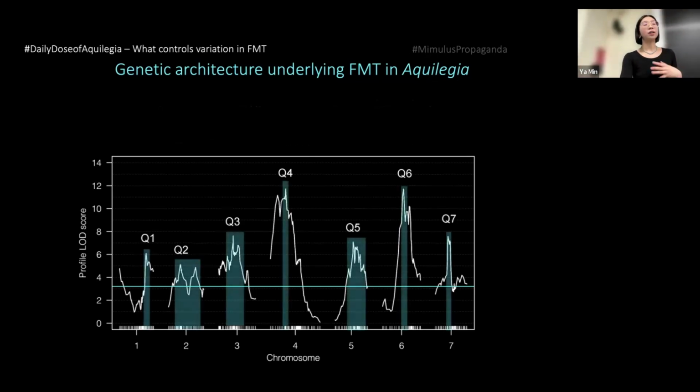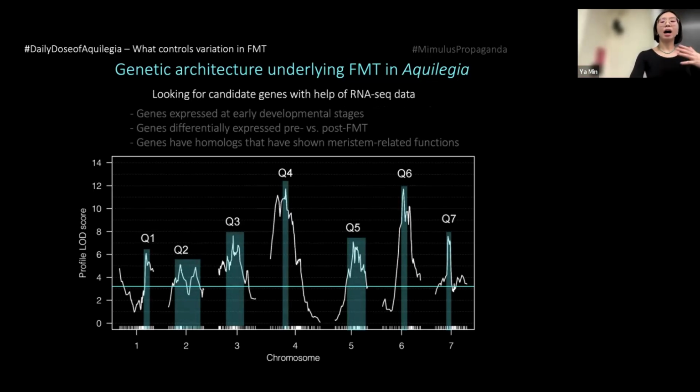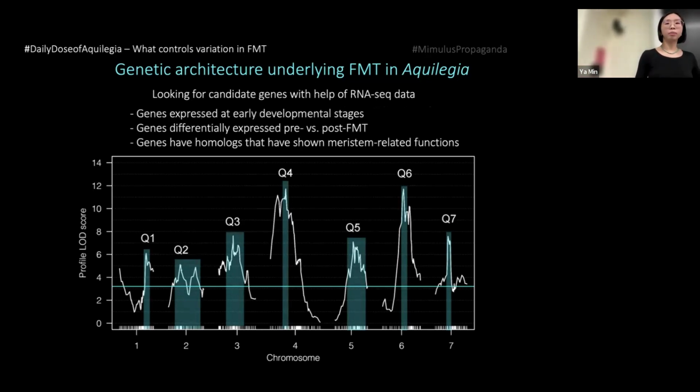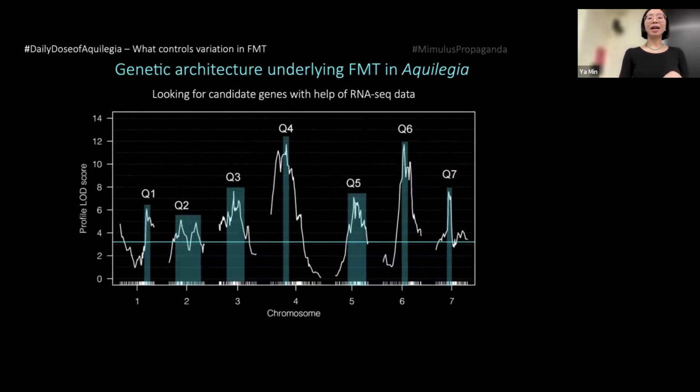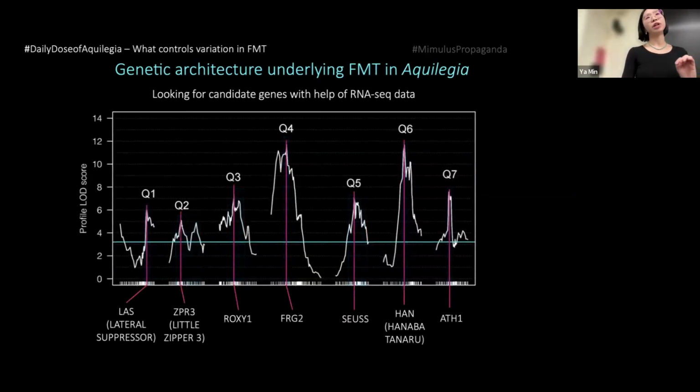Now, with the help of my RNA-seq data, I can narrow down the genomic region in the chromosome to really look at the candidate genes. Specifically, I'm looking for candidate genes that are expressed at early developmental stages, that are differentially expressed before and after the termination process, and that have homologs shown to be studied in other species with any kind of meristem-related functions. With these criteria in hand, I got a list of candidate genes that I'm very excited about.